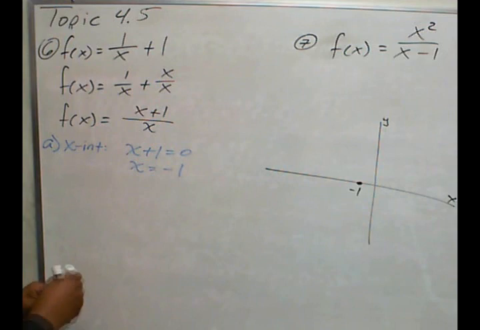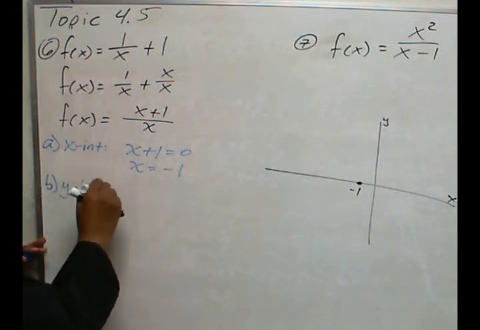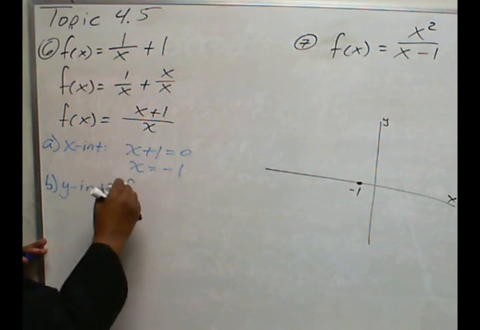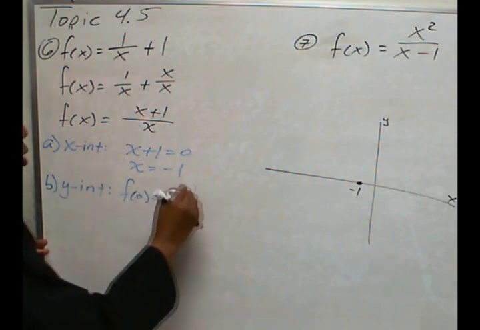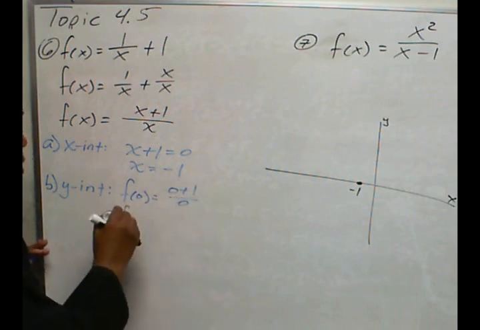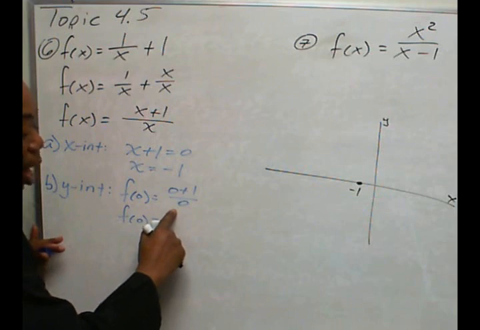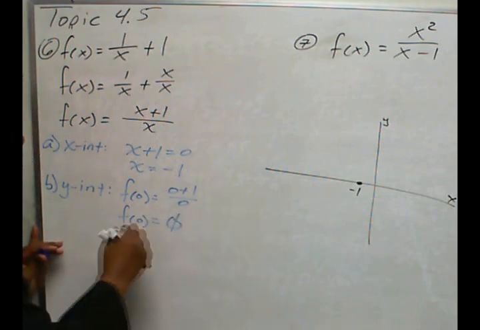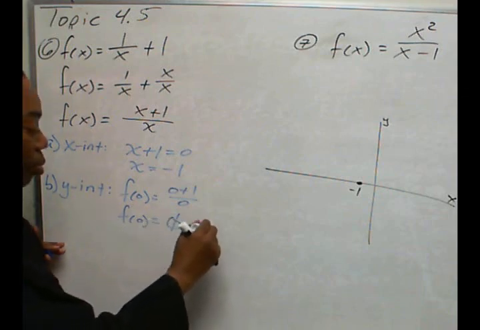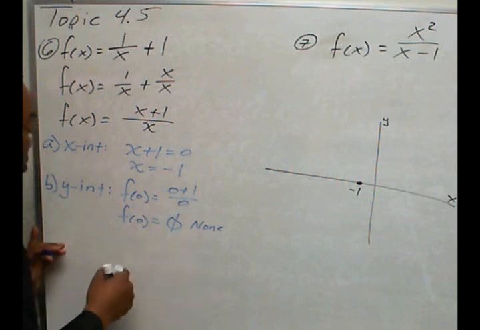Next, we'll find the y-intercept. We find the y-intercept by placing 0 into all the x's. Since here we have 0 in the denominator, this will be undefined. Therefore, there are none, or there is no y-intercept.